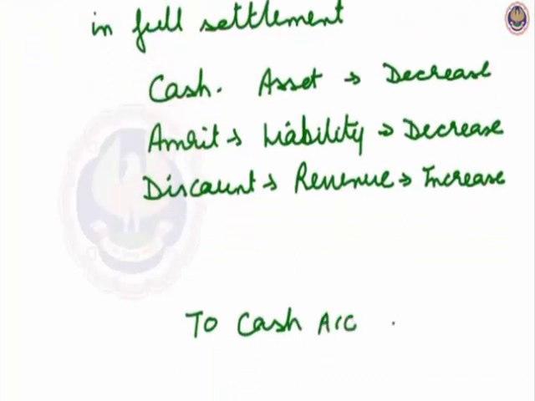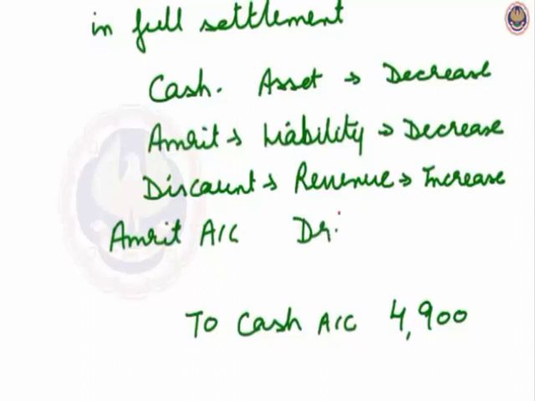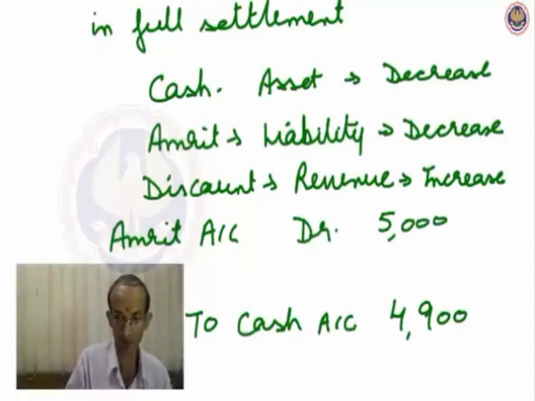How much amount are we paying? 4,900. We are making the payment to the Amrit. Amrit is a liability. So whenever liability decreases, it is always debited. So Amrit account will be debited. How much is the amount? The amount was 5,000, but we have paid just 4,900 in full settlement because this transaction is related to past transactions which we have done for Amrit.